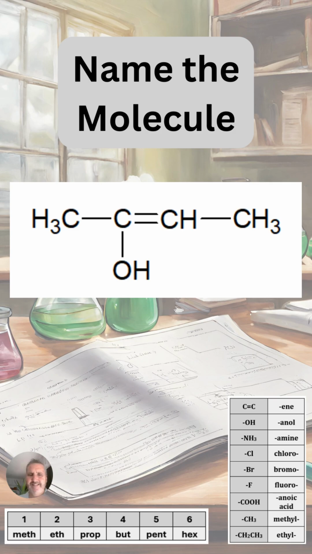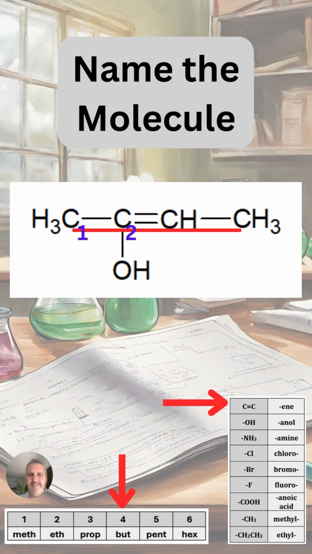Okay, so let's have a look at this molecule here. We can see that this molecule has a double bond, and the longest chain with the double bond has 4 carbons. So this is going to be a butene, but the double bond comes off the second carbon, so this is going to be but-2-ene.